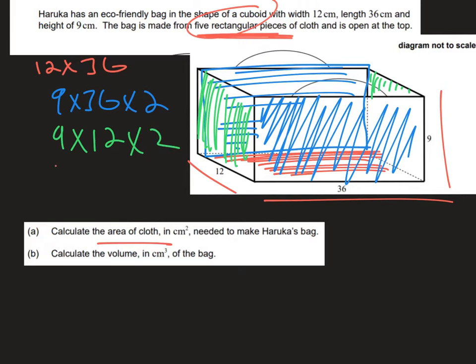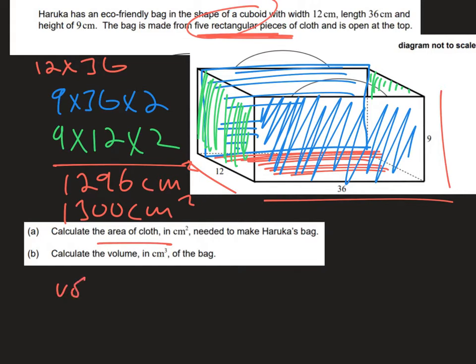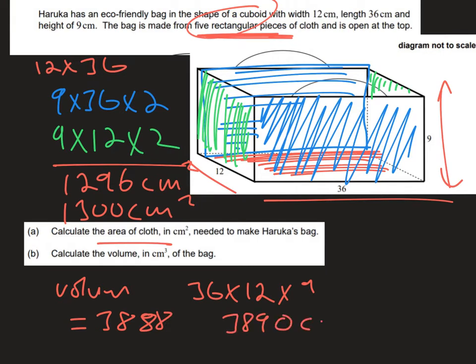If we add those all together, we are going to get an answer of 1,296 centimeters squared, or 1,300 if we are going to 3 significant figures. For part B, we're asked to calculate the volume. Now, the volume is just going to be the area of the base, which is 36 times 12, multiplied by the height, which we've said is 9. And if we do that, we get an answer of 3,888, or 3,890 centimeters cubed to 3 sig fig.